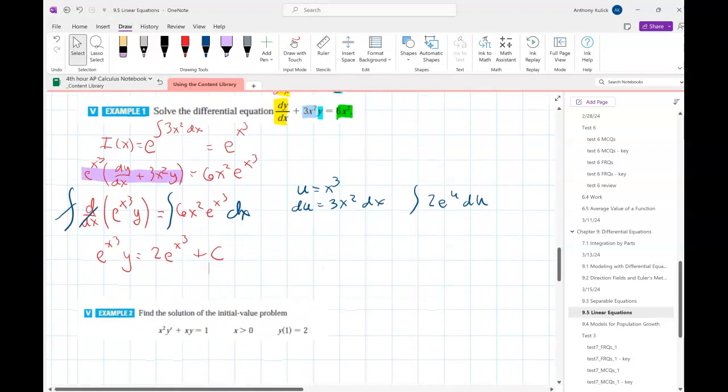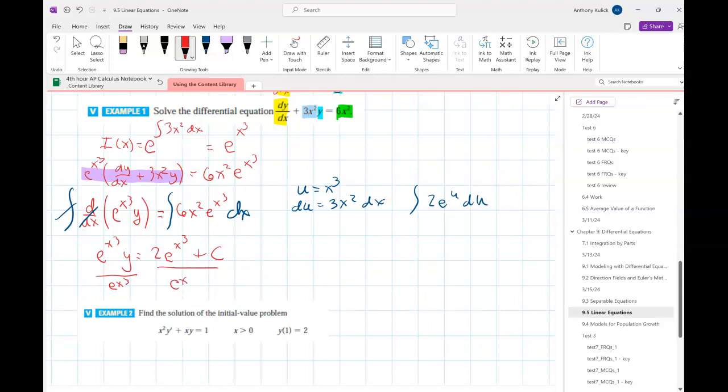I'll divide now both sides by e to the x cubed. So that gives me y equals 2 plus, and I'm going to write it this way, c times e to the negative x cubed. You could write it as c over e to the x cubed would be fine also. And we're done. Emma, what's up? Sure.